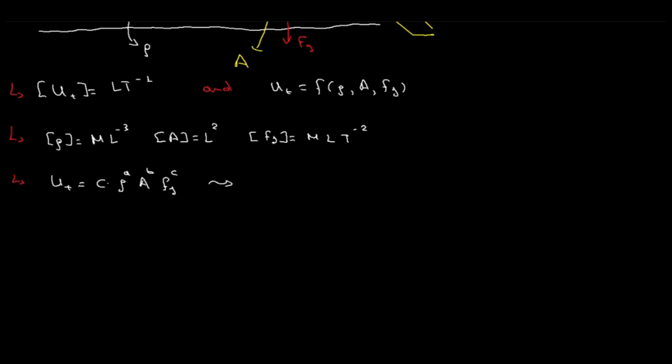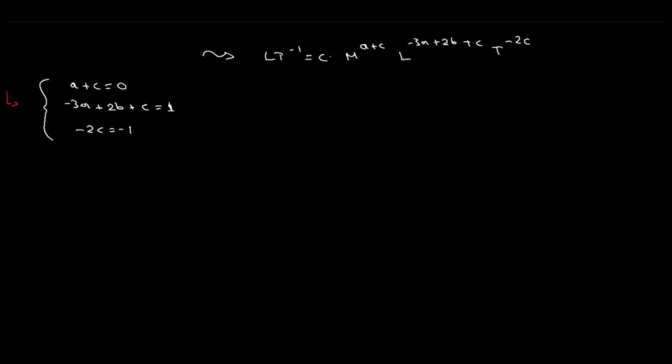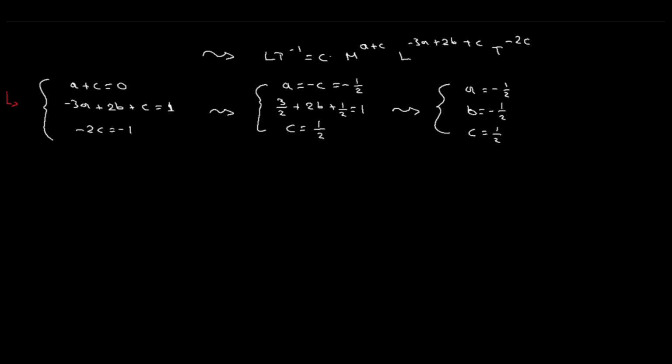Our equation, therefore, takes the following form. Velocity equals some dimensionless constant c times air density to the power of a times surface area to the power of b times gravitational force to the power of c. Through the principle of dimensional homogeneity, we substitute the dimensions into our equation, we group the powers of each base dimension together, and we construct our set of linear equations. Solving the system of equations reveals that a and b are equal to -1/2, while c equals 1/2.